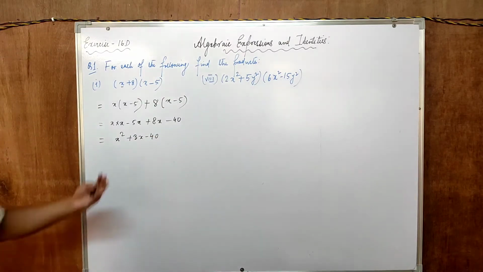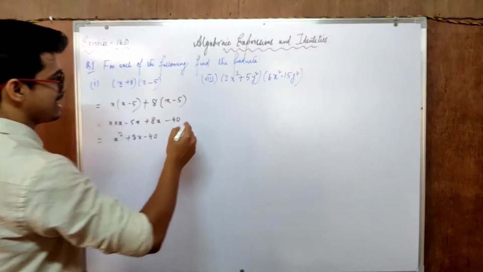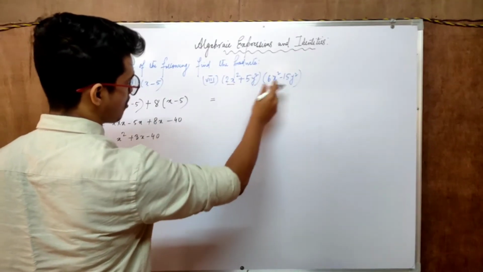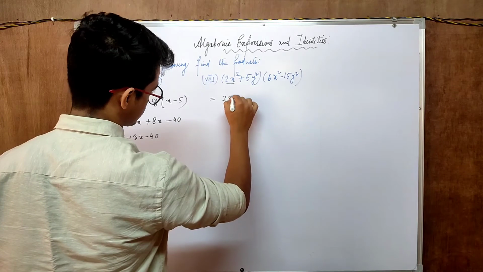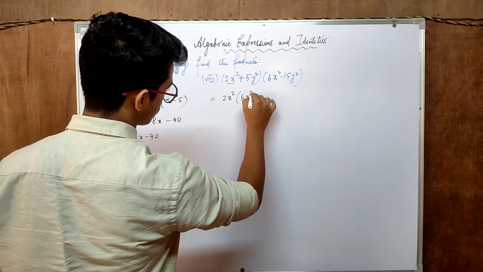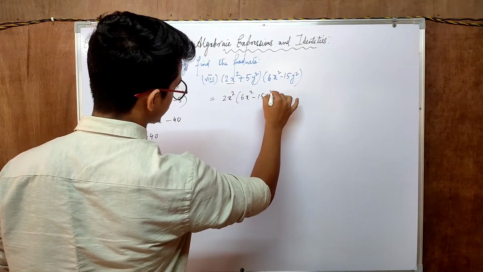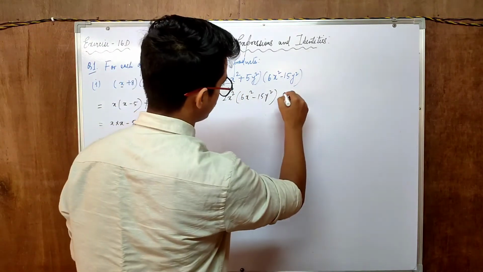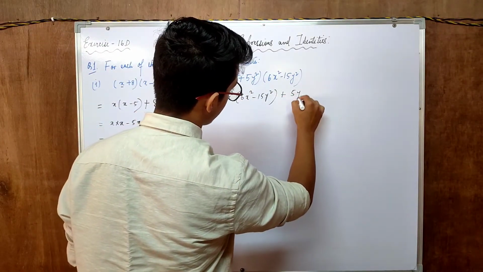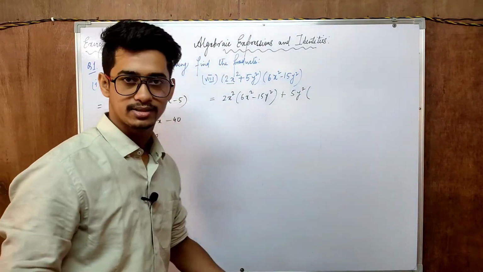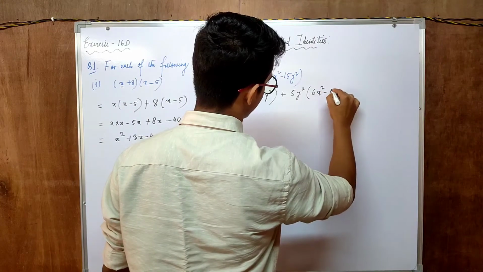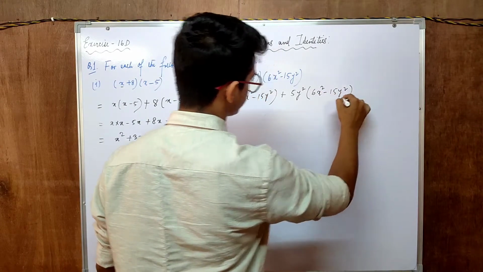How simple it is. Moving on to our next question, which is 8. The same process will repeat. That means 2x square will be multiplied with the entire bracket first: 6x square minus 15y square. After that, following the sign, what is the sign over here? That is plus. So we will write plus 5y square, and the same bracket: 6x square minus 15y square.